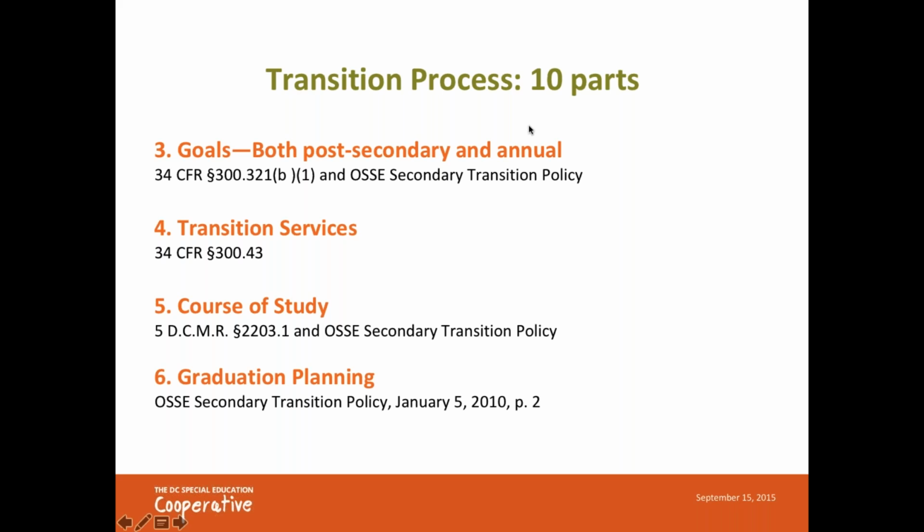Graduation planning. All students need to be provided with the opportunity to earn a high school diploma. If the IEP team determines it is not appropriate, then the course of study must assist the student in achieving an alternative to a high school diploma. Schools must follow procedures when the decision is made for a student to complete a certificate versus a diploma.